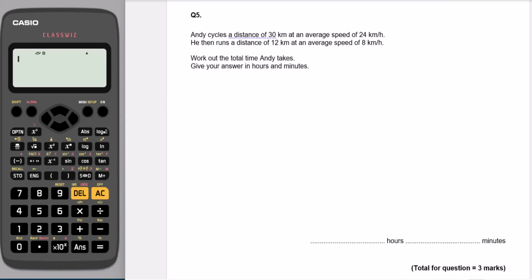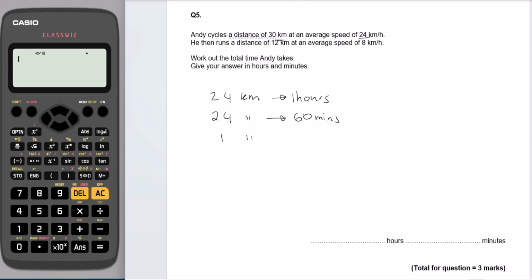We have another speed, distance, time question. In this question, I'm going to take a slightly different approach. Rather than using the formula, I'm going to use ratios. So 24 kilometers per hour. So 24 kilometers takes 1 hour. We have a distance of 30 kilometers, so our aim is to find out how many minutes it will take. 24 kilometers will take 1 hour, so it'll be 60 minutes.